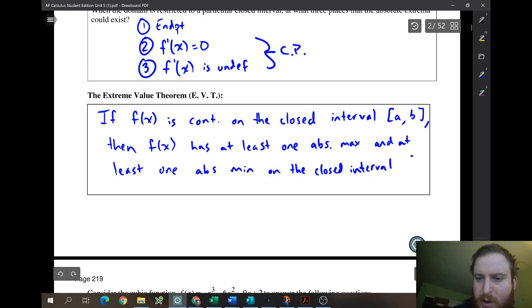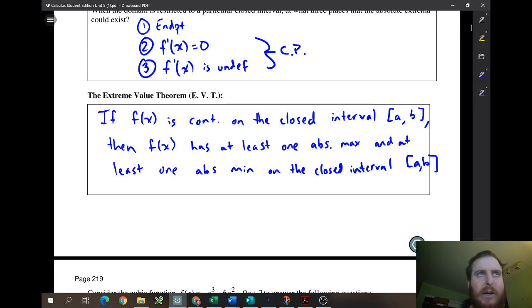So that's all that the extreme value theorem tells us. It doesn't tell us how to find them. The extreme value theorem is actually very, very basic. It only tells us if f of x is continuous, then there has to be one absolute max and one absolute min.